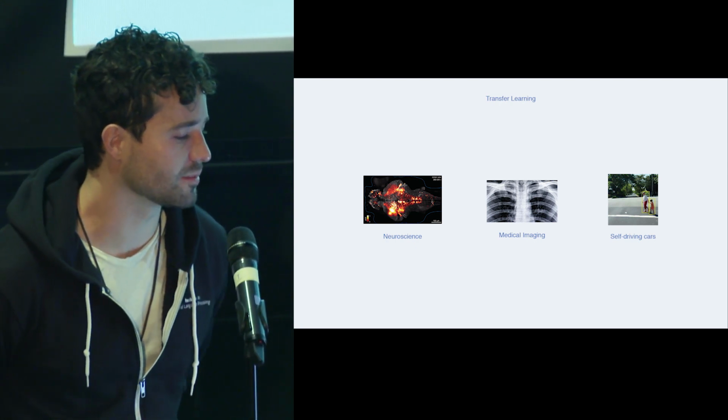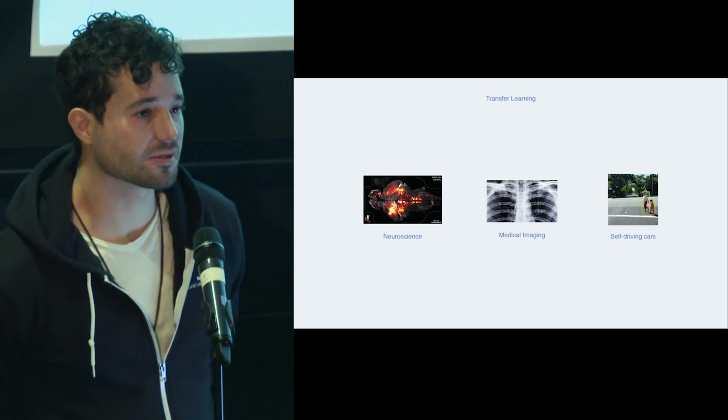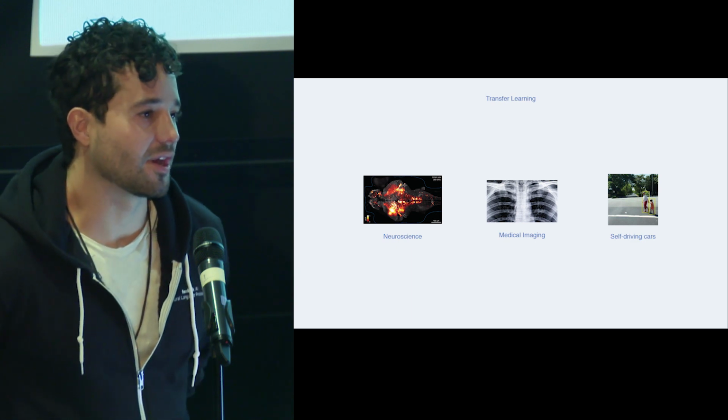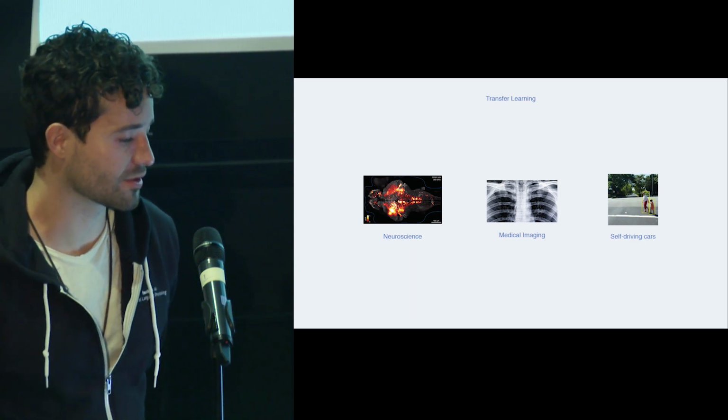Another case is medical imaging. You want to do cancer detection, but there are not a lot of those images. So you would need a really strong model, something like a VGG-net pre-trained on ImageNet, which you would use to extract features and then do some classification on.